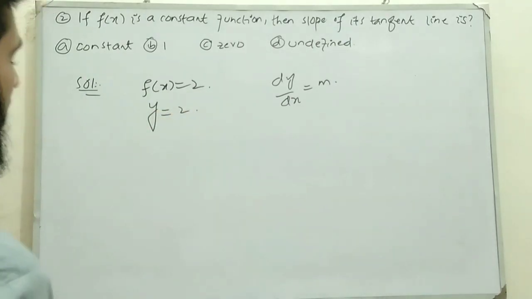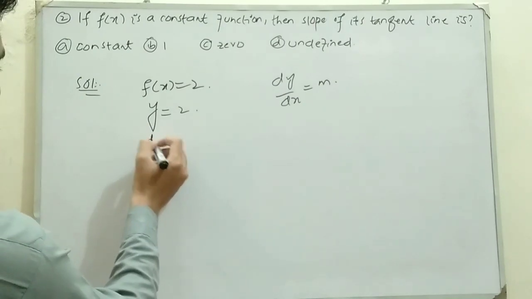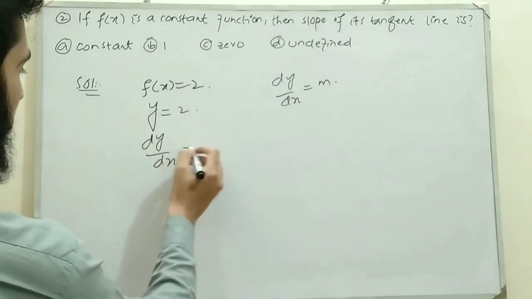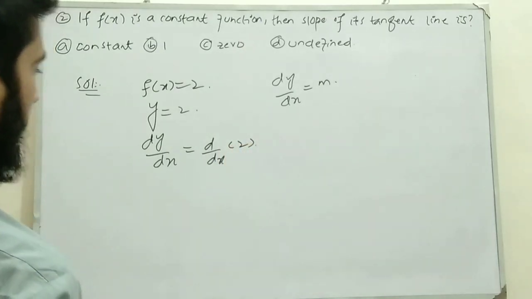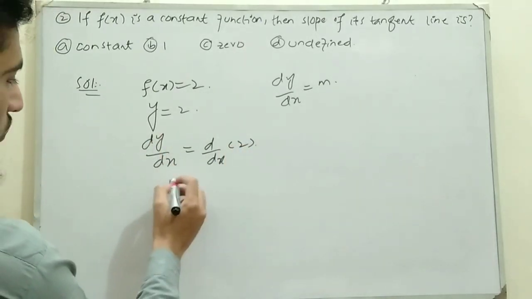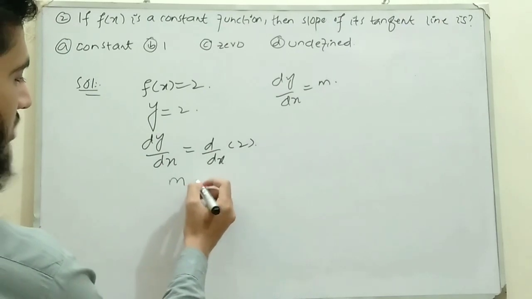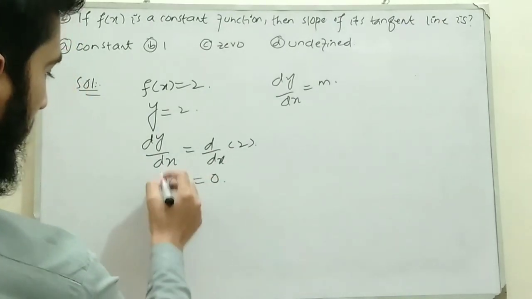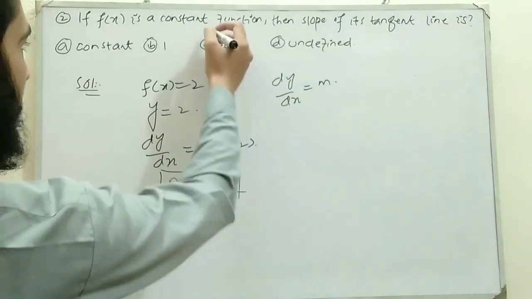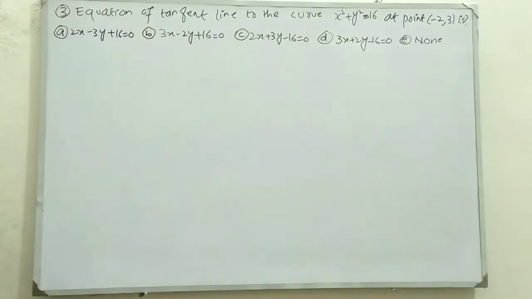Taking the derivative of both sides, dy by dx will be equal to the derivative with respect to x of the constant function 2. So dy by dx, which is the slope represented by a small m, is equal to the derivative of a constant function, which is 0. So the correct option is option C. Now move toward MCQ number 3.